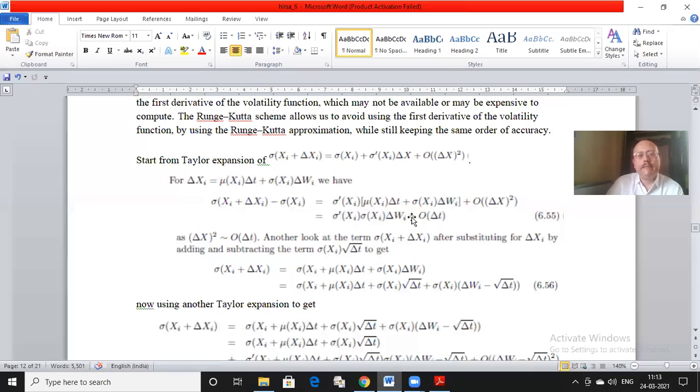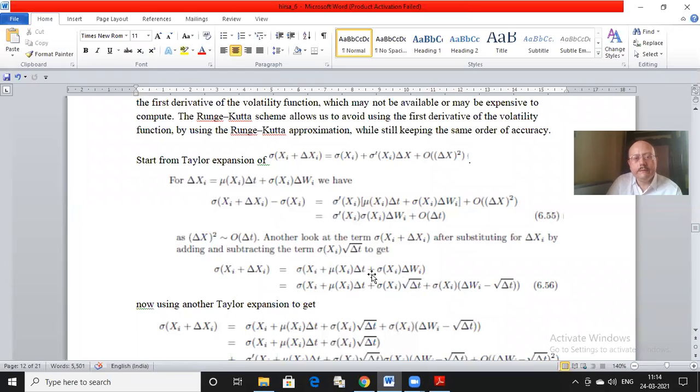Okay. So delta t terms are collected here and delta x square is of the same order of delta t. Now again look at sigma of xi plus delta xi. After substituting for delta xi by adding and subtracting the term sigma xi root over of delta t, we can get the following. So sigma xi plus delta xi can be written as sigma xi plus mu xi delta t plus sigma xi delta wi, because that is delta xi.